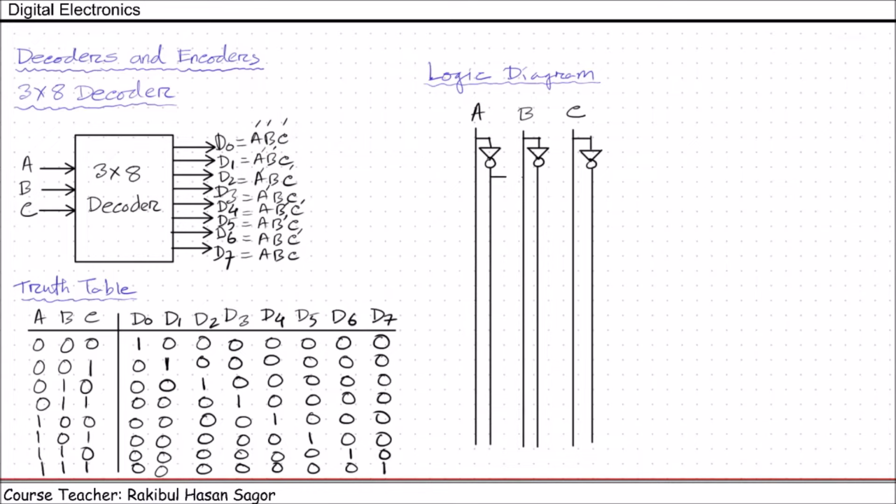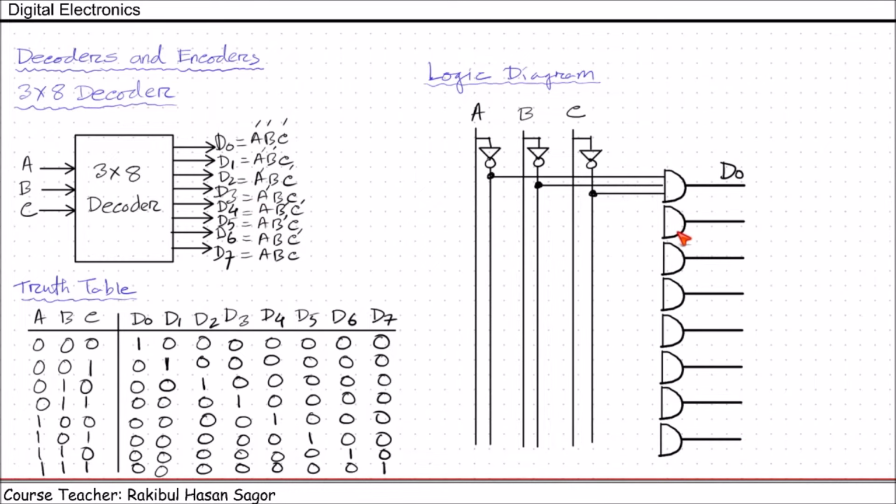So we can take A prime, B prime, C prime. They will be ANDed, and the output will be represented by D0, which actually means A prime, B prime, C prime. Similarly, we can draw the logic diagrams for other conditions. Let us keep drawing. We need a total of 8 AND gates for D0 output, D1 output, up to D7.